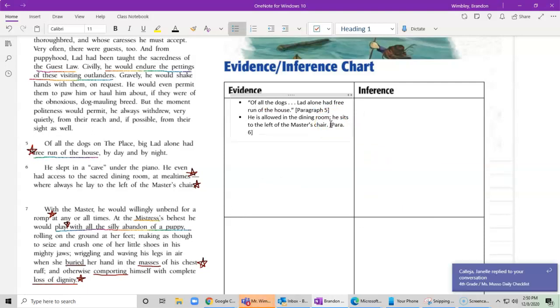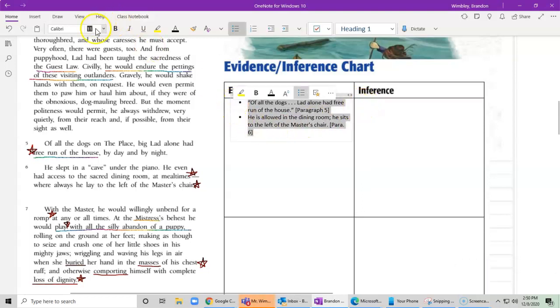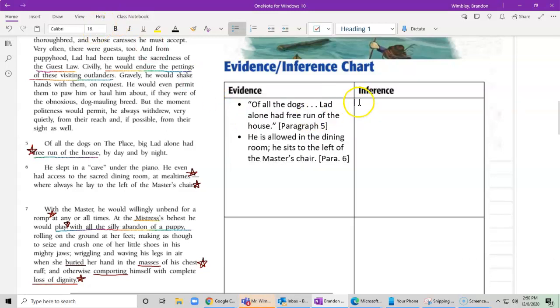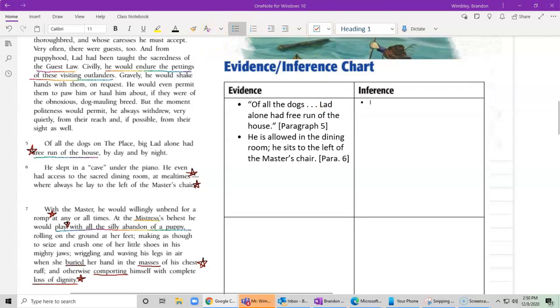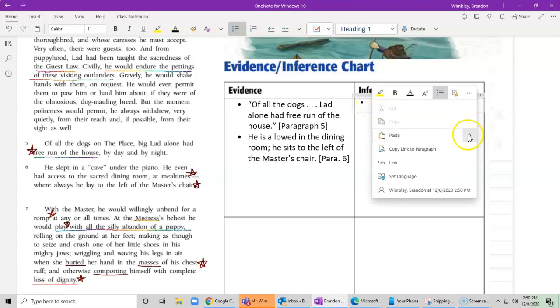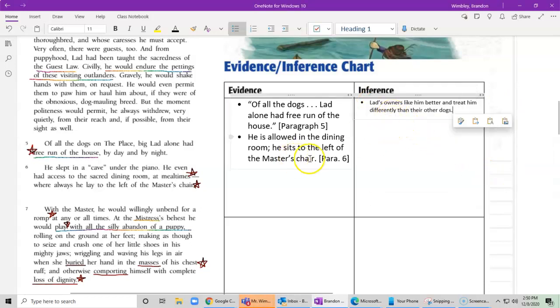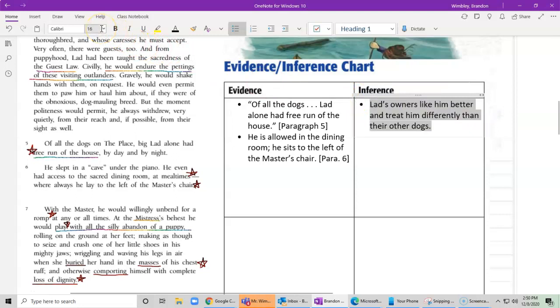So now I need to state, what do I think that means? So what inference do I have? Let me make this bigger for us. Well, the inference I have is this. Lad's owners treat him better and differently than the other dogs. So they probably really enjoy him. So let's put that there. Lad's owners like him better and treat him differently than the other dogs. So we can say they probably have a good relationship with it. Now, notice in here it doesn't say they treat him better. It doesn't say we like Lad better, but that's our inference because he gets these special privileges.